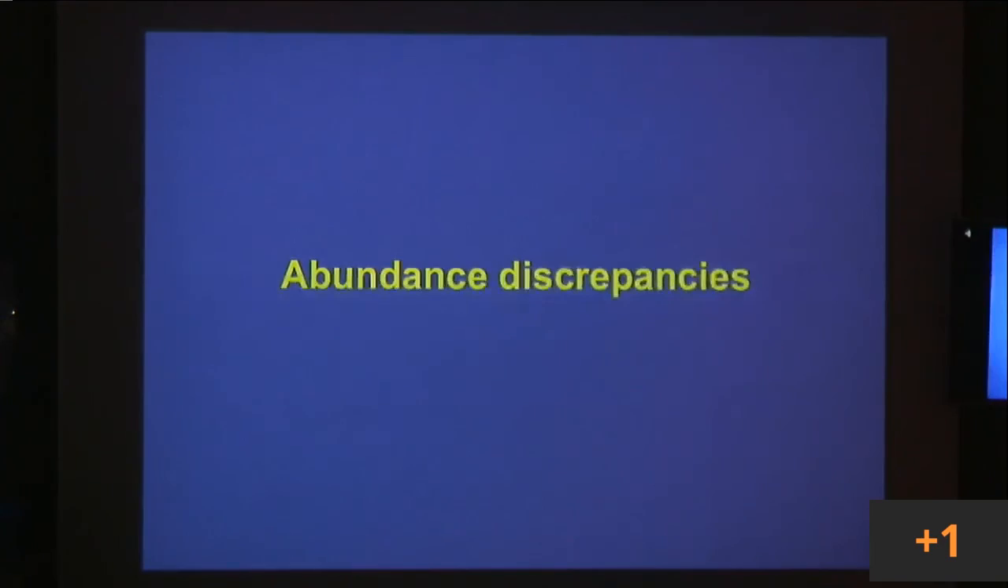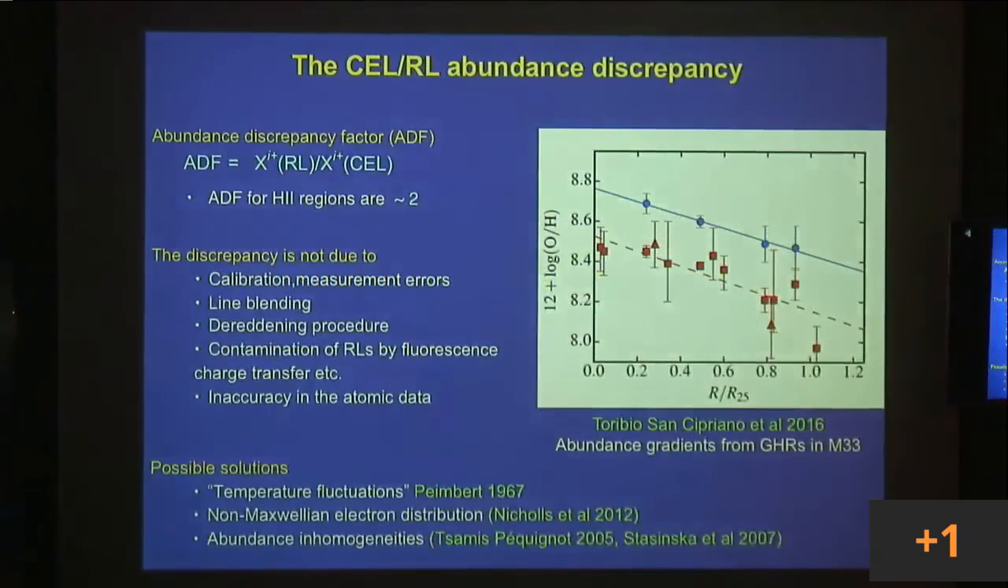So, abundance discrepancy, I will be very short because you will hear of it a lot in other contexts, and you have already heard about it. This is the abundance discrepancy factor. We know that it is real. This is, for example, an example of collisionally excited line measurements of O2+, and this is from recombination lines. So recombination lines, in general, always give higher values.